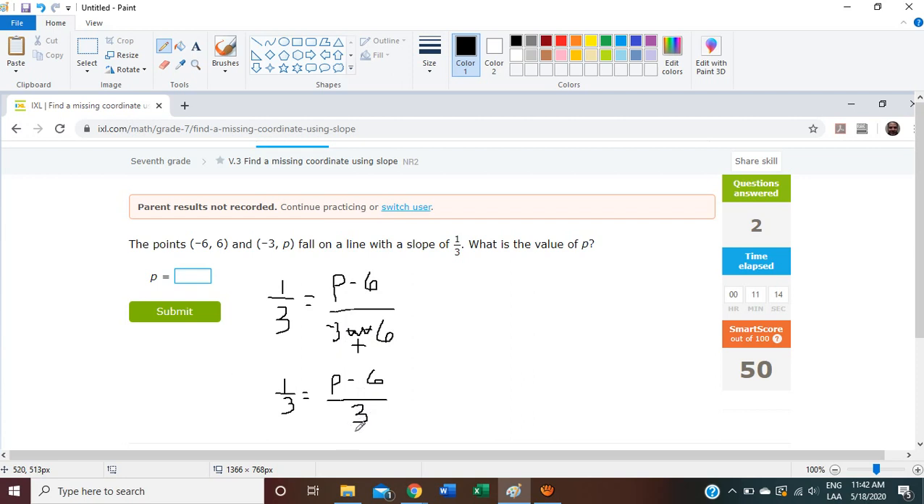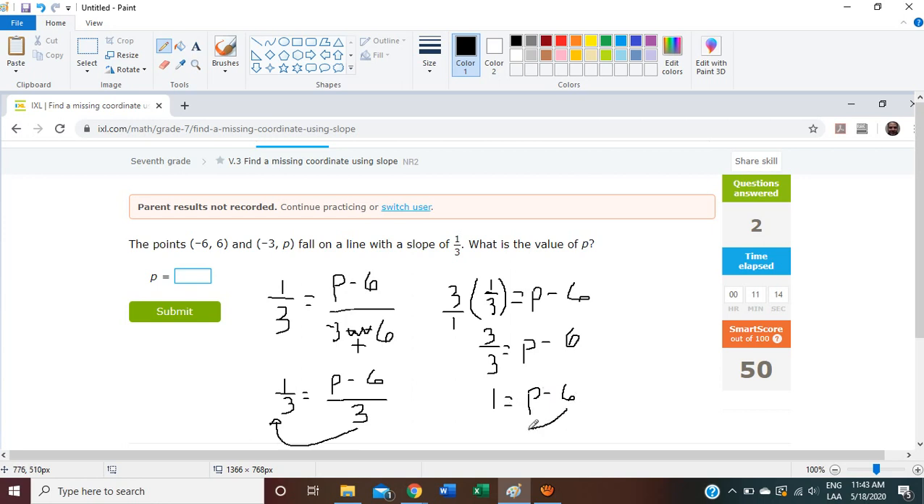So this 3 is going to be sent to the other side of the equation. So 3 multiplies 1/3. Remember, it is multiplying because it was dividing, equals p minus 6. Every whole number can be converted as a fraction just by putting the number 1 as denominator. So we multiply this fraction. 3 times 1 equals 3. 1 times 3 equals 3 equals p minus 6. So 3 divided by 3 equals 1. 1 equals p minus 6.